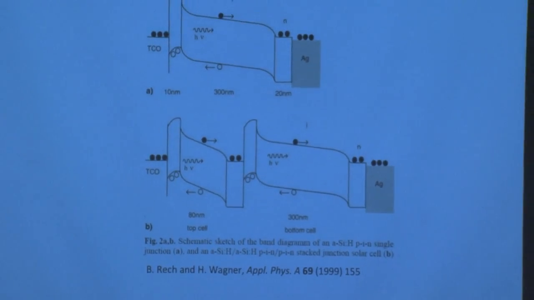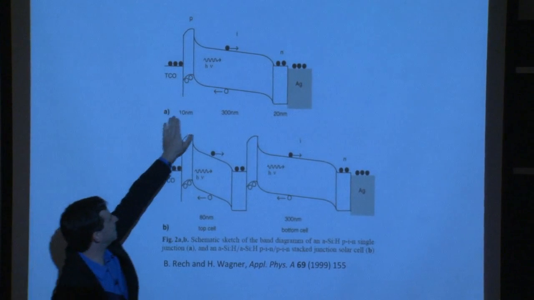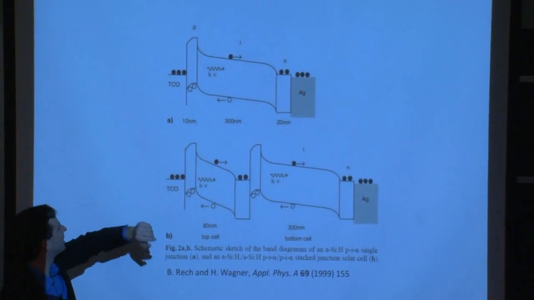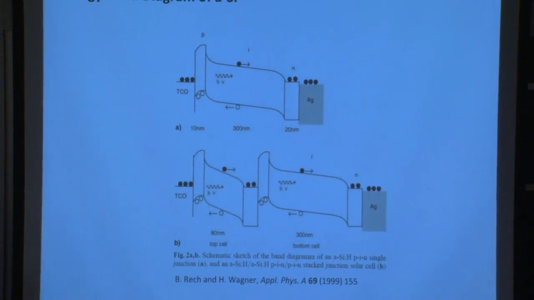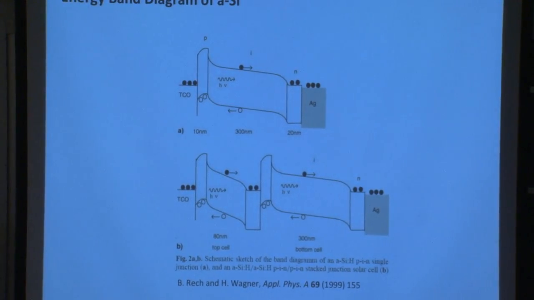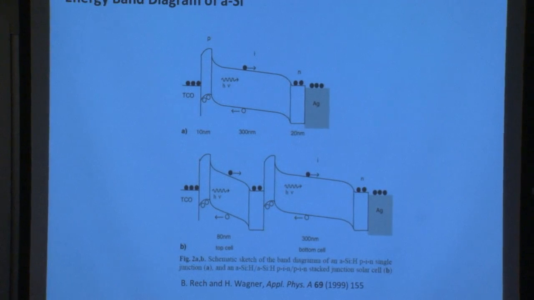All right, back to our flag. We see here the PIN structure. Everybody should be able to follow along and understand that if light excites a charge carrier here in the middle, the electrons will be swept to the right, the holes to the left, and we'll have charge separation occurring.